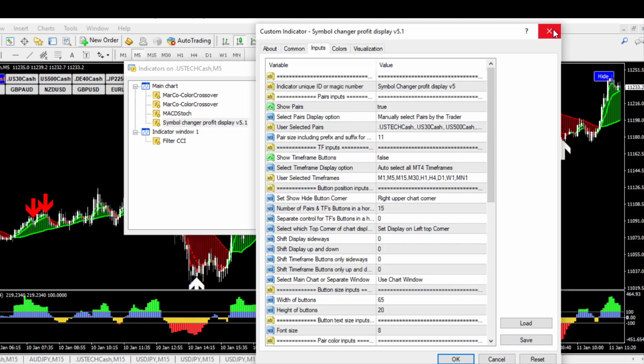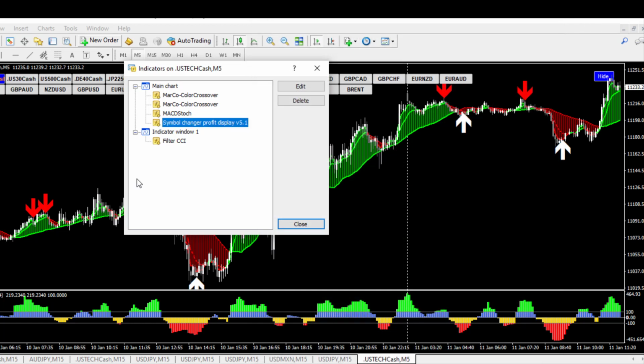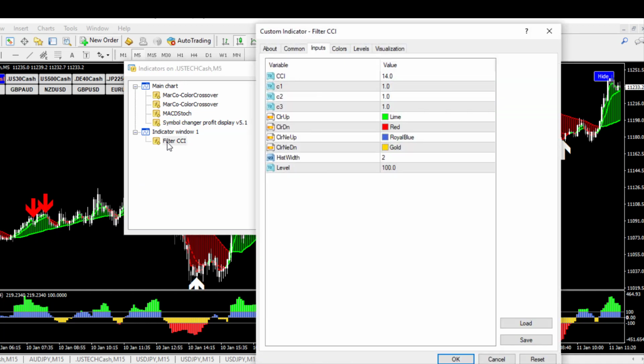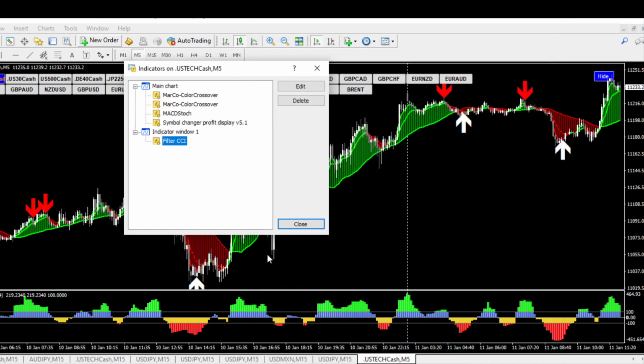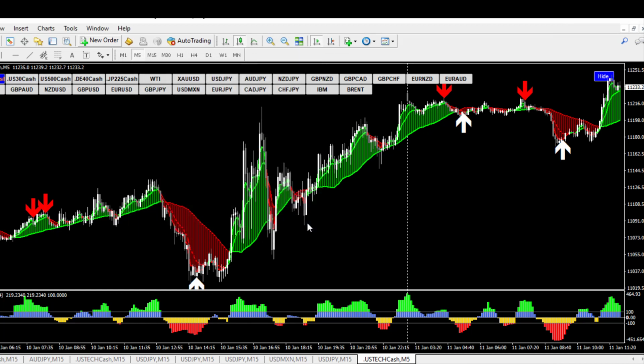So the last indicator on the chart, in the indicator window, is this FITA CCI indicator, and here is the setting. CCI is 14, C1 is 1, C2 is 1, also C3 is 1, and the color up is lime color. Color down is red, as you can see on the chart, and the color up 2 is royal blue. Down is gold, and this is where you see the gold color here also. Once you are done, just click OK. So this is how to set up each of the indicators on the strategy.